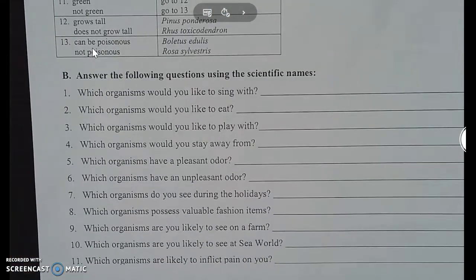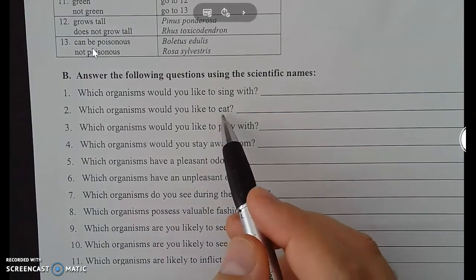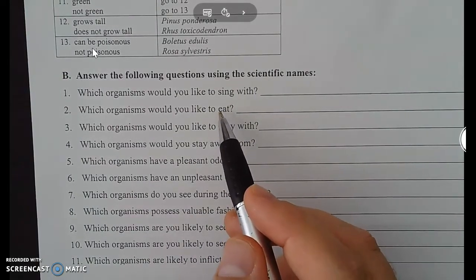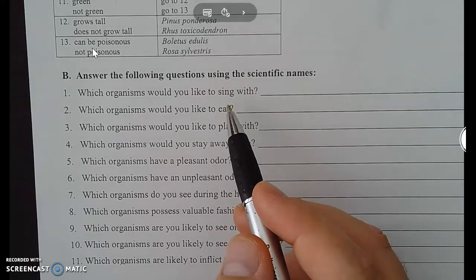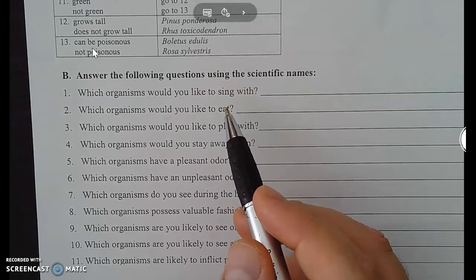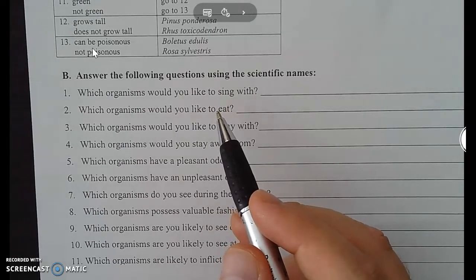As long as your question makes sense, you're not necessarily wrong. So for instance, what organisms would you like to eat? If you put mosquitoes, I might question that. Okay. So just make sure that makes sense. Unless you really do eat mosquitoes, which I doubt.